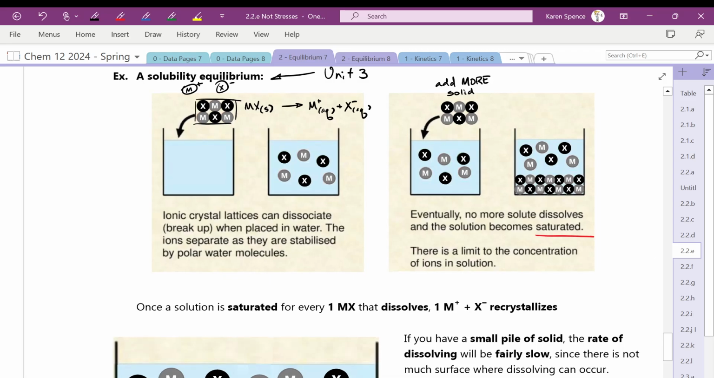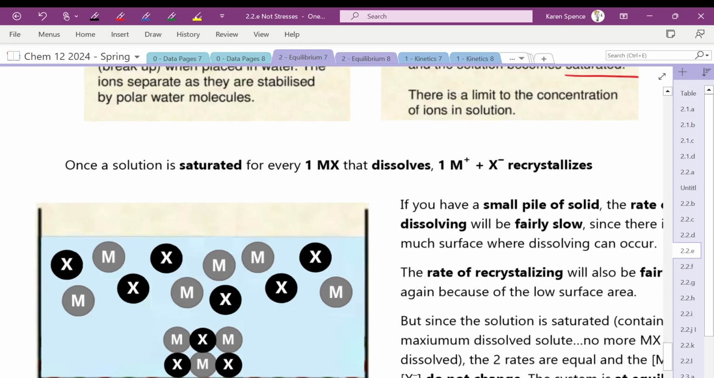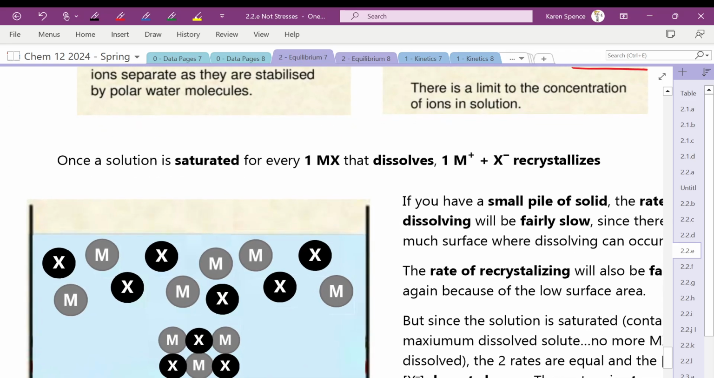Now, once a solution is saturated, it means that in solution we're going to have 1 M plus for every 1 MX that dissolves. So what that means is we get an M coming off and an X coming off. Because it is saturated, we have to be at equilibrium, right? Because we can't dissolve anymore.